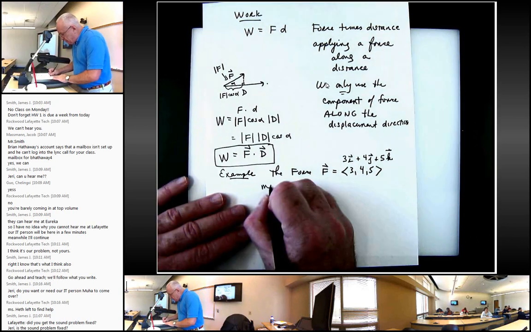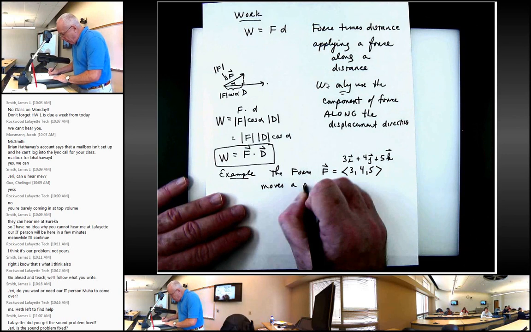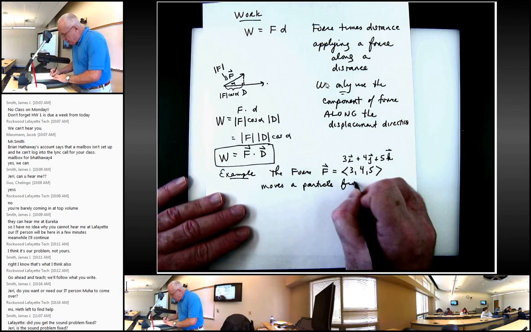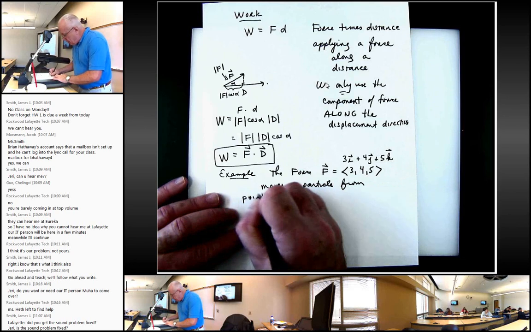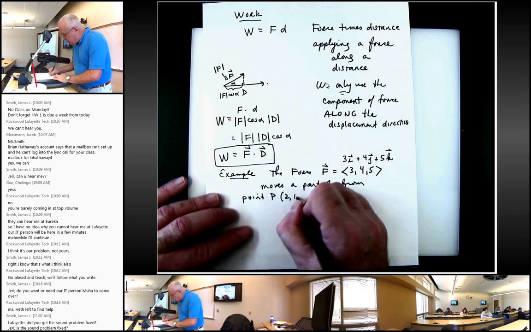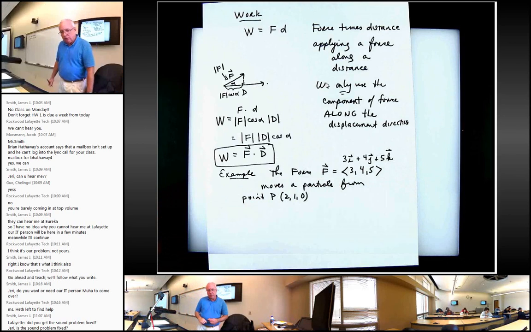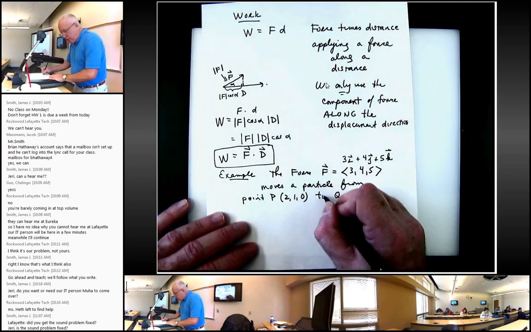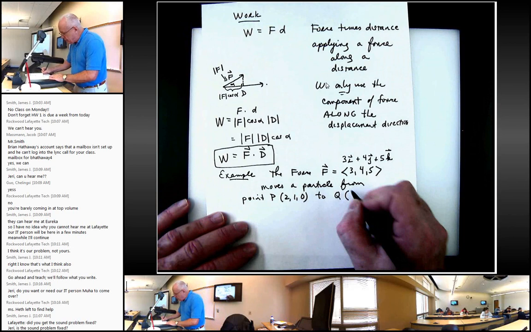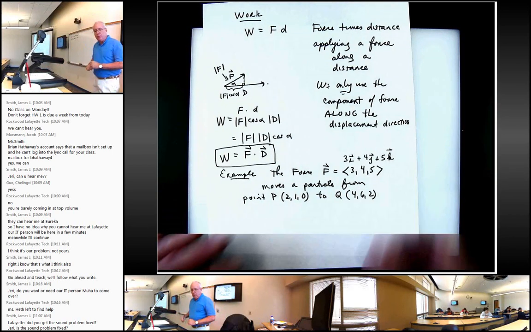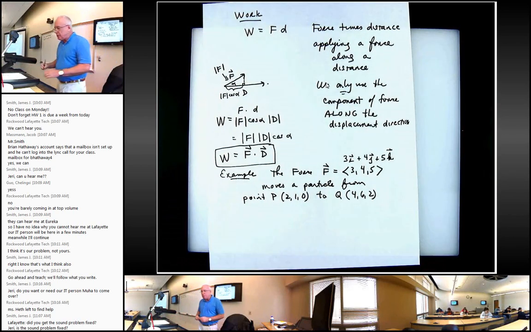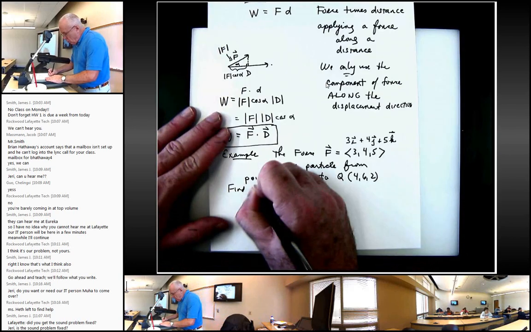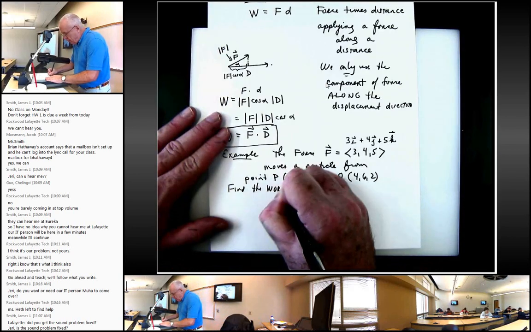The force moves the particle from point P, which is the coordinates 2, 1, 0, to the point Q, which is the coordinate 4, 6, 2. So it's moving it along between those 2 points, and we're asked to find the work done.